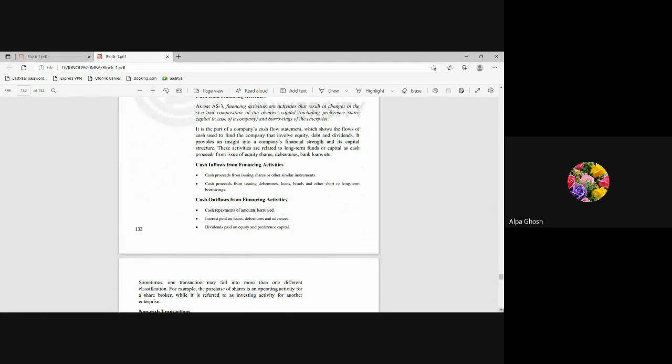So it is written cash proceeds. Proceeds means receiving. Cash proceeds from issuing shares or other similar instruments. It can be debentures. Then cash proceeds, that is cash receiving from issuing debentures, loan, bonds, and other short or long term borrowings. Cash outflow means making the payment to the borrowed funds, payment of interest, and payment of advances, and payment of dividend.